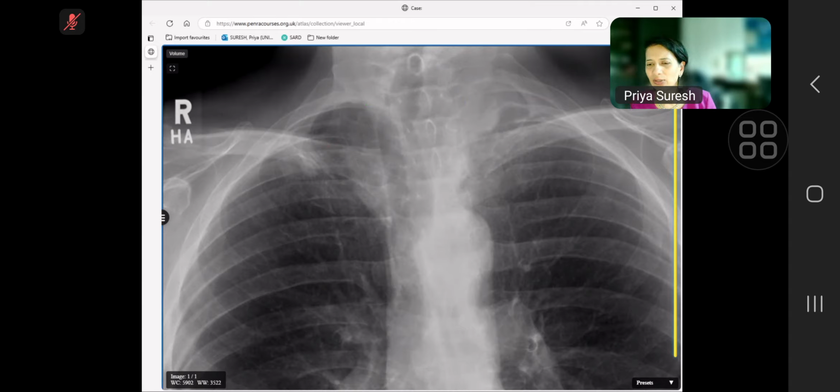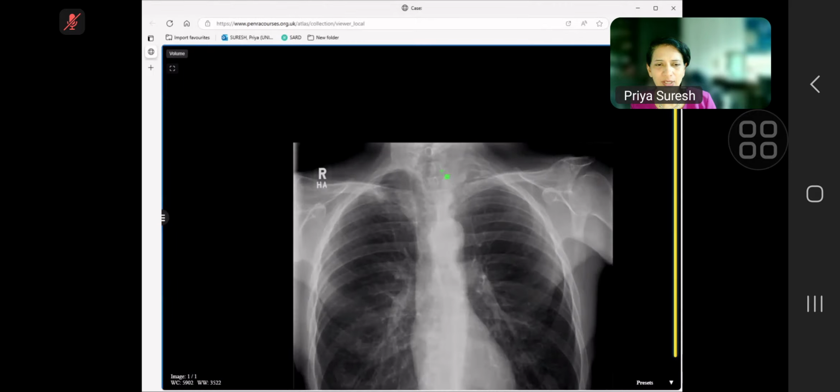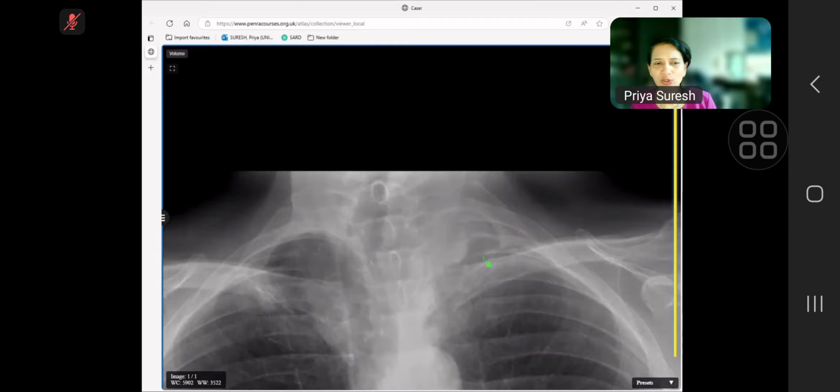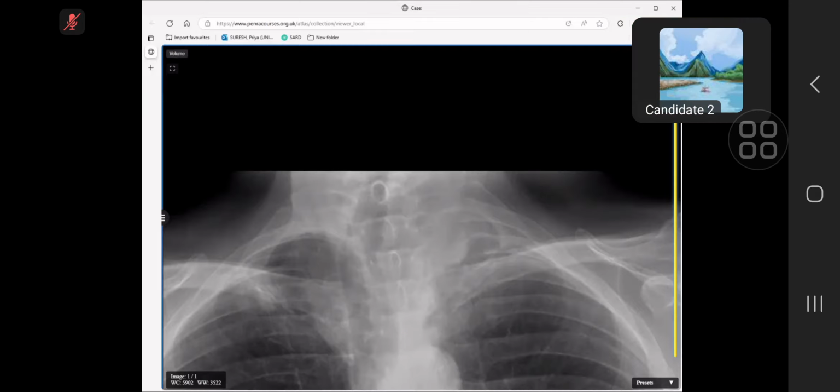So good on the chest X-ray to pick up that it's a Pancoast tumor, but you gain more marks if you are able to pick up other features that are there as well. So just tips to pick up more points there. Okay, so good on that one.